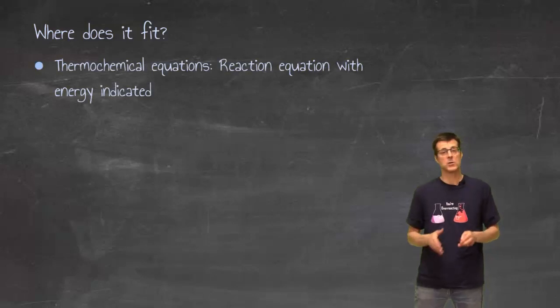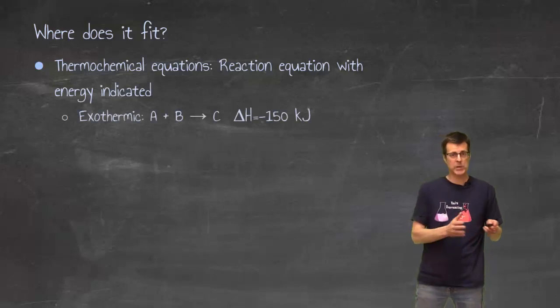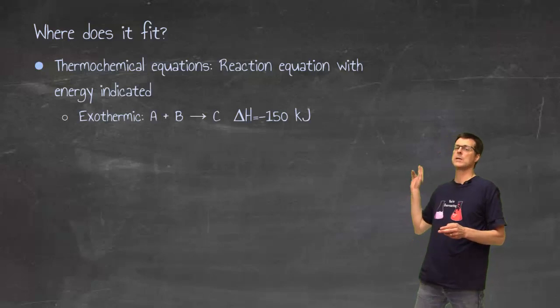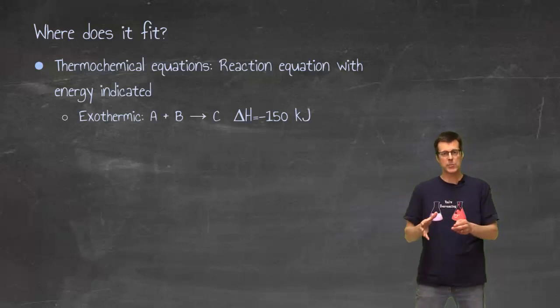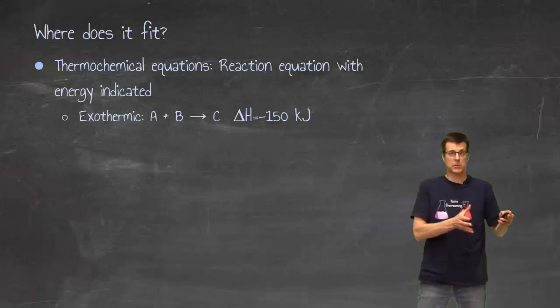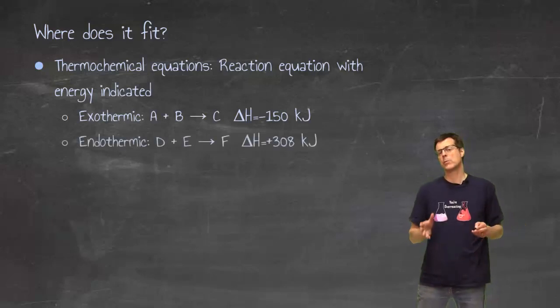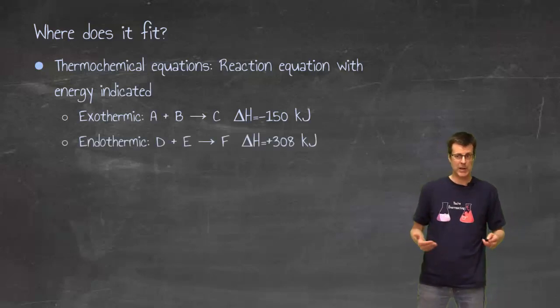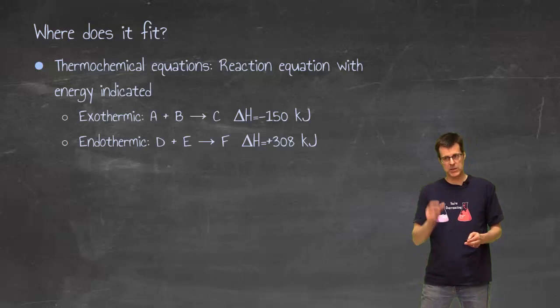What we've done so far is talk about thermochemical equations, which is basically just a reaction equation that has the energy indicated somehow. We can indicate it several different ways, but what's most important right now is that we understand this method where the enthalpy term is attached as almost a separate term at the end, and we can recognize both the exothermic and the endothermic because that's going to be key.